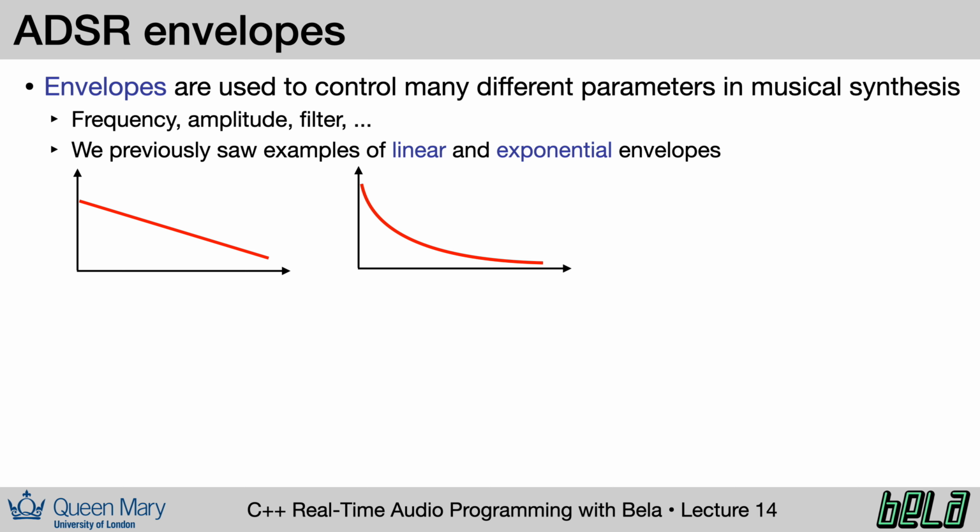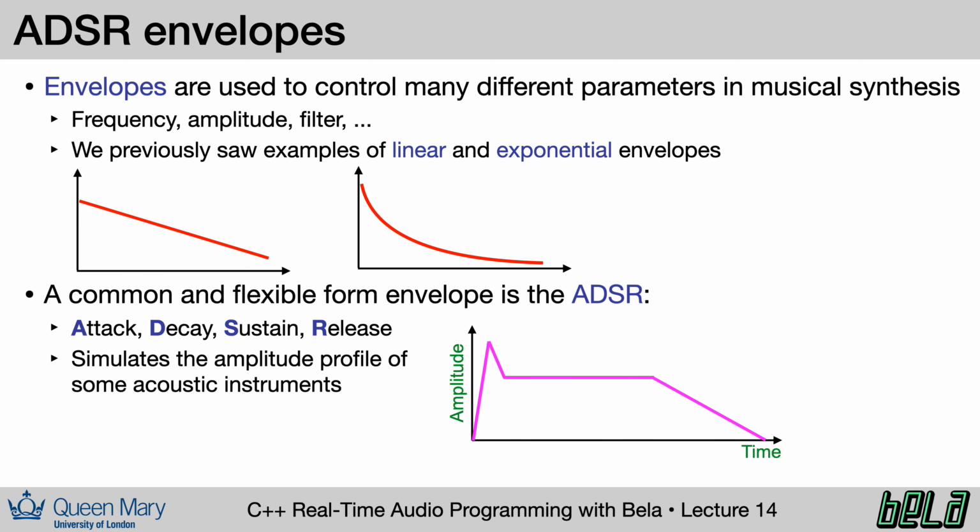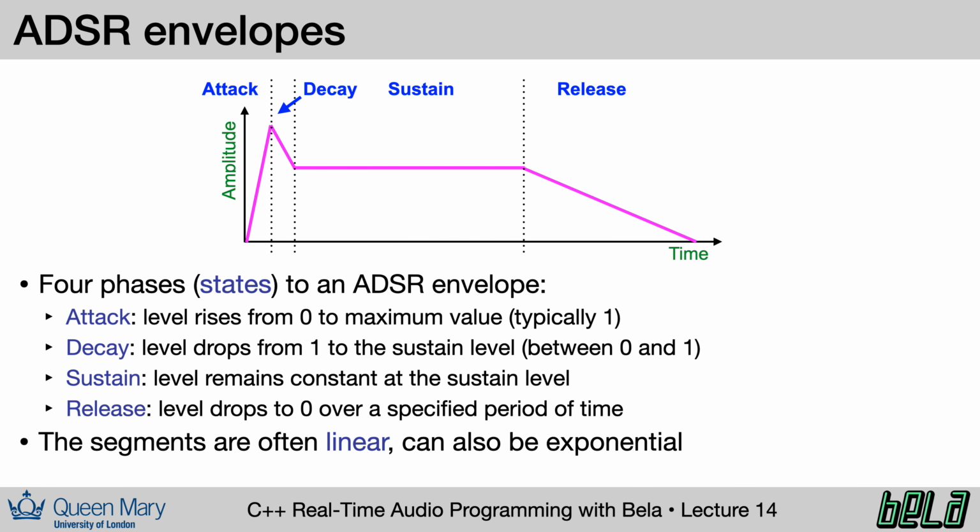We previously saw some simple examples of linear and exponential envelopes. By contrast, the ADSR is a more complex envelope. It has 4 segments called attack, decay, sustain, and release. These segments are designed to simulate the amplitude profile of many acoustic instruments. If we're implementing an ADSR envelope, we're always going to be in one of 4 phases, or states. Again, these states are the attack, decay, sustain, and release states.